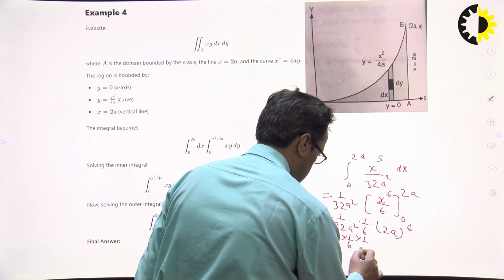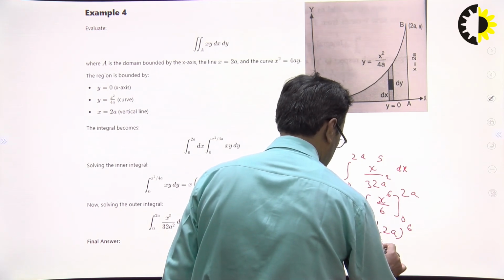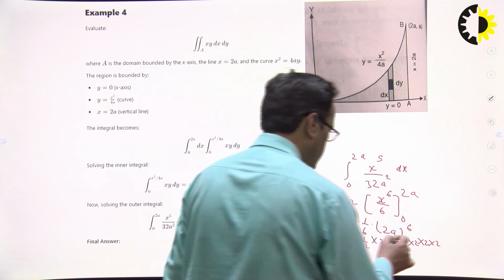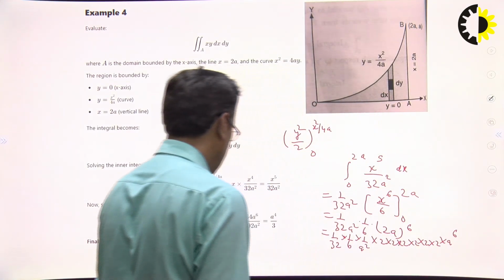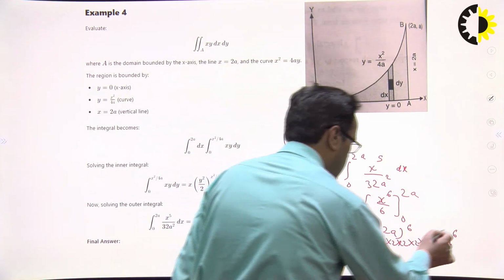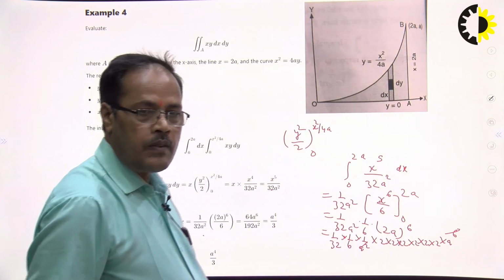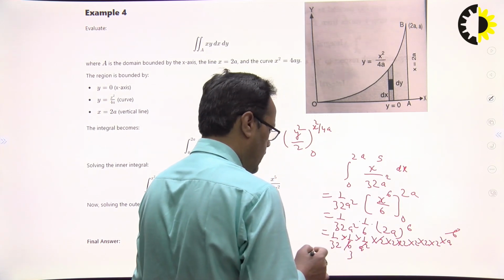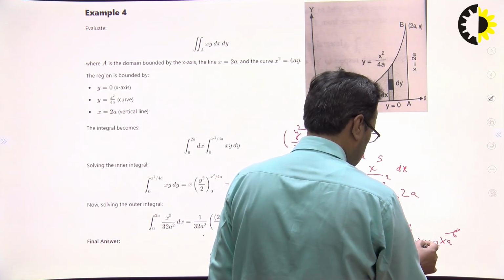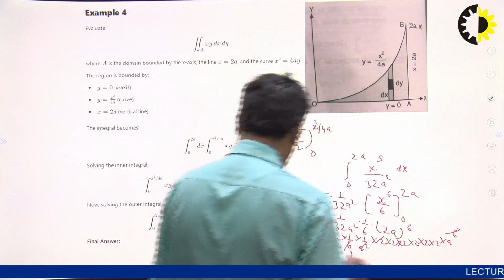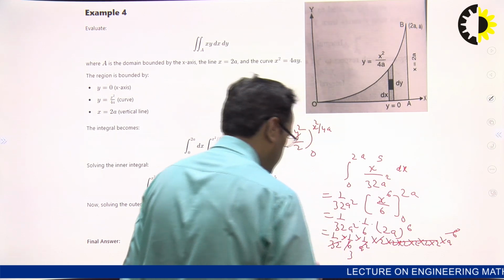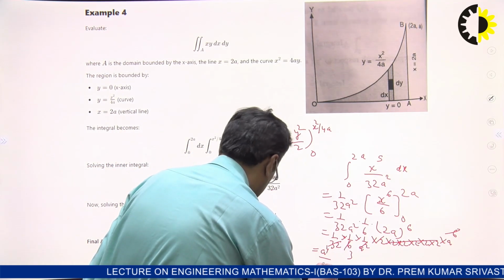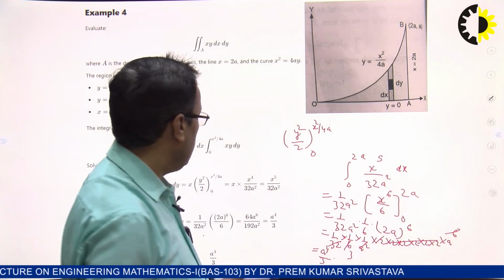That equals 1/32 times 1/6 times 1/a² times 2 into 2 into 2 into 2 into 2 into 2 into a⁶. The a² cancels out, 2⁶ is 64, and the 32 cancels out. Finally we get a⁴/3. This is the complete answer of this question.